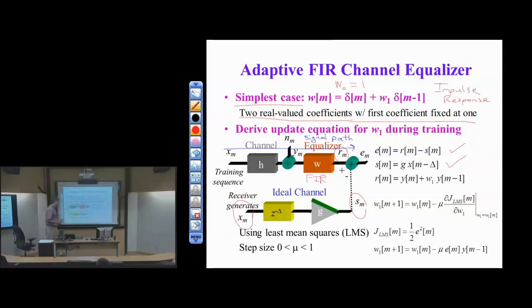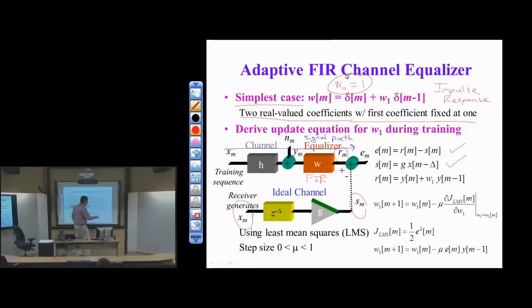And the first tap is equal to 1 in value. Standard stuff. So again, the output is just equal to the current input plus W1 times the input 1 sample ago. So Y of m is an input. You're probably used to seeing that as an output, but it's an input here into the FIR filter. Okay, so that's R sub m.